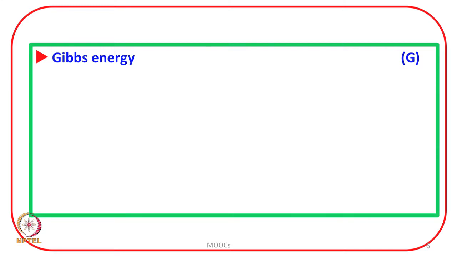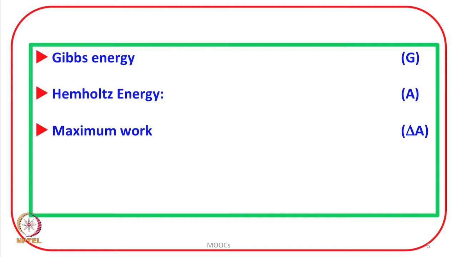Then we discussed Gibbs energy G, Helmholtz energy A, and we further discussed that if we are interested in knowing the maximum work which can be drawn from a system, we have to calculate delta A. And if we are interested in knowing the maximum non-pressure volume work, then we have to act upon delta G.